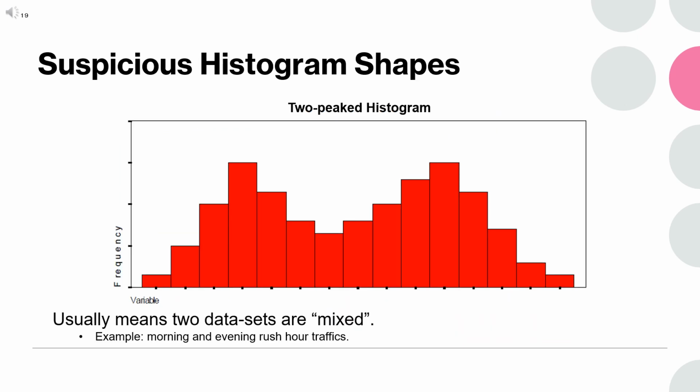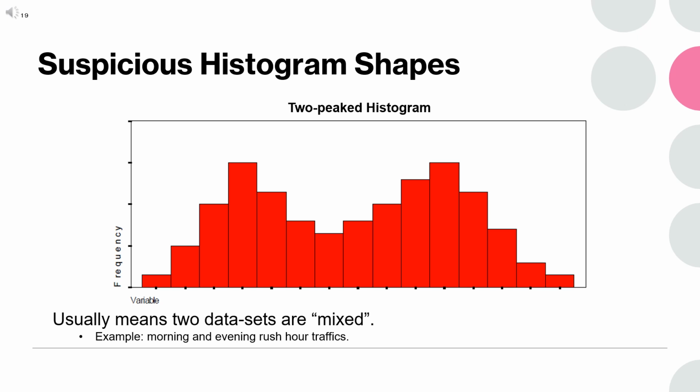Two-peaked histograms feature two distinct peaks that indicate the presence of two prevalent characteristics within a dataset. A common example of this can be observed in traffic patterns throughout the day. For instance, if we analyze the number of cars passing through a particular intersection, we may find that there are two significant peaks, one during the morning rush hour as commuters head to work and another in the evening when they return home. Each peak represents a mode, reflecting the times of day when traffic volume is highest.